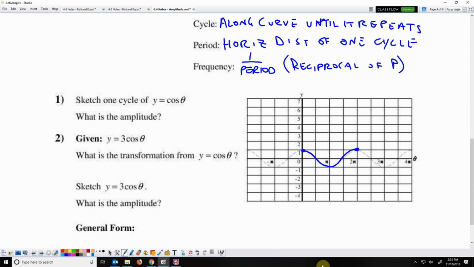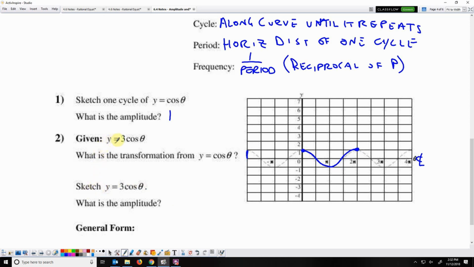What is the amplitude of this graph? So here's the center line. The maximum distance above or below is 1. At any place, it's either 1 above for a maximum or 1 below for a minimum. So the amplitude is 1.